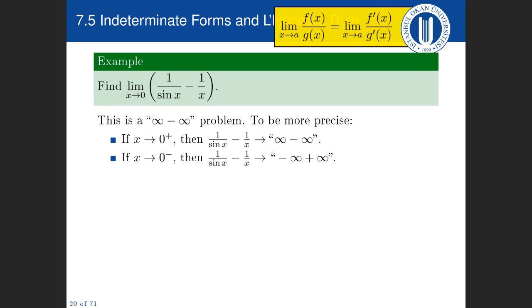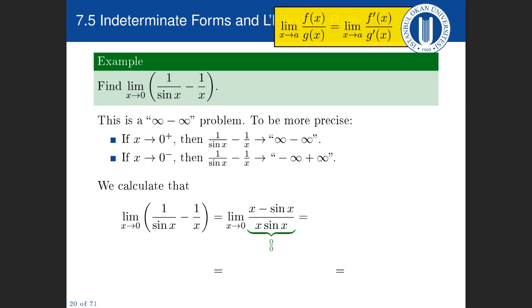Let me just be a little bit more precise here. If x is tending to 0 from the right, then it's an infinity minus infinity problem. But if x is tending to 0 from the left, then it's a minus infinity plus infinity problem. But we don't need to talk about those details. What we're going to do is put everything over the same denominator, just rearranging our function a little bit. This is the same as x minus sine x divided by x sine x.